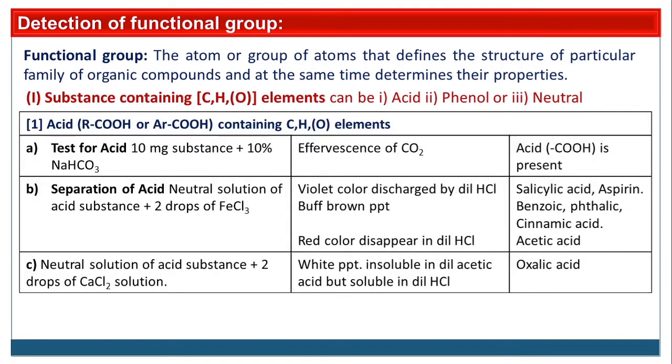Suppose our type is acid, then go for the functional group test. Likewise, the type is acid containing CHO elements. So the first test for the acid is 10 mg substance plus 10% Na2CO3. If you see the effervescence of CO2, then the carboxylic acid functional group is present. Now if carboxylic acid is present, which carboxylic acid is it: salicylic acid, aspirin, benzoic acid, phthalic acid, cinnamic acid or acetic acid. So that is the separation test for the acids.